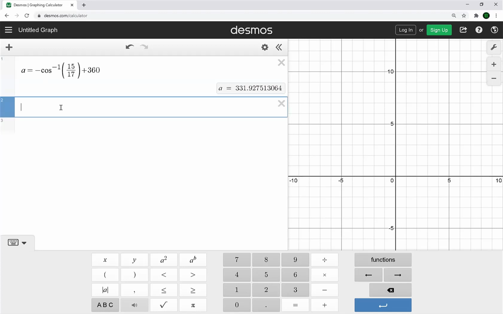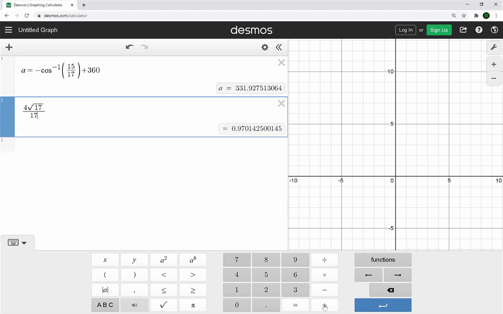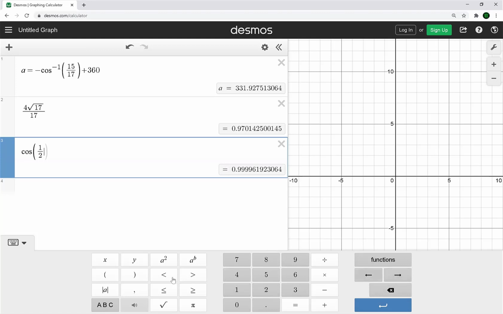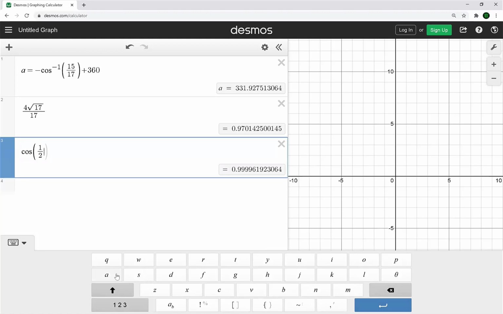If I did it correctly, I guess first let's find out what cosine half A was. It was 4 square root of 17 divided by 17. First let's see what that number is really quick, guys. All right, so that number is 0.9701425000145. It better be the exact same digit per digit. Let's see if it really is. I'm going to type cosine, and I'm going to use half, and type in the letter A right there. Let's see if I get it exactly.